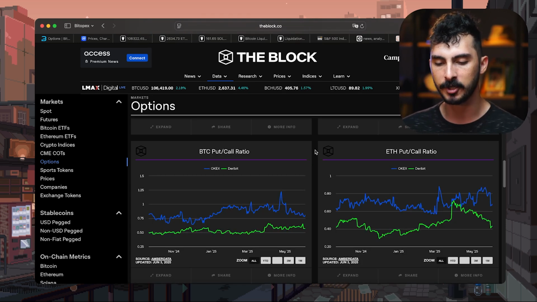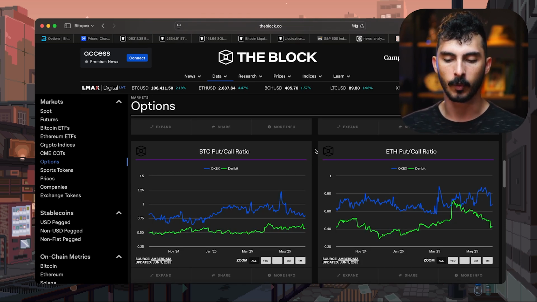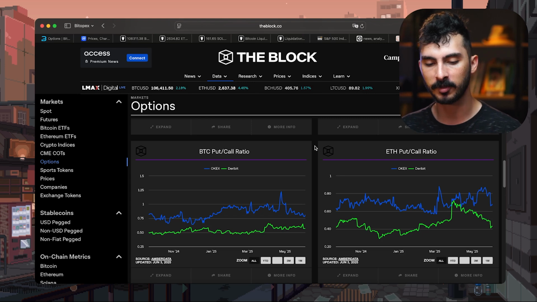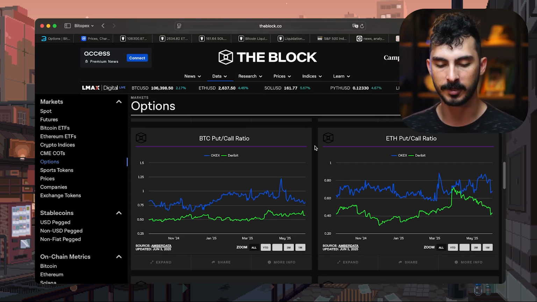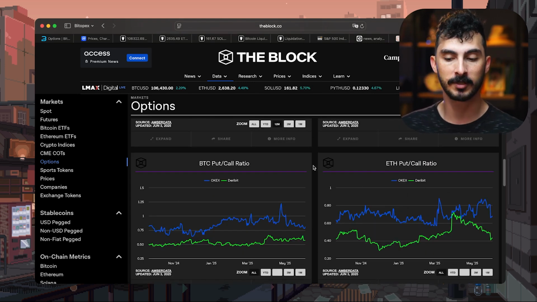The put to call ratio tells you: are they going more towards puts? Are they going more towards calls? Here is what this chart says. The higher the number, it means there are more puts. The lower the number, it means there are more calls in the market.